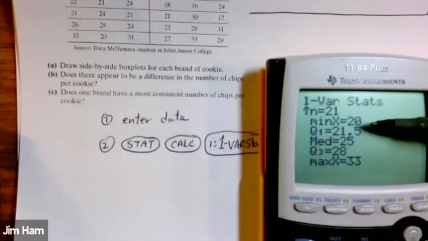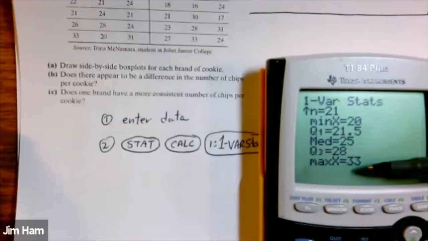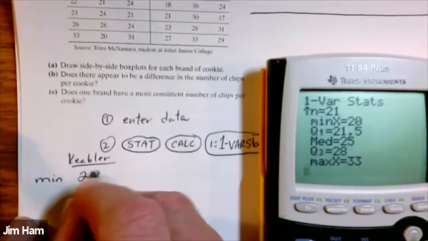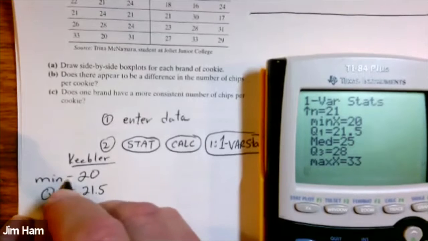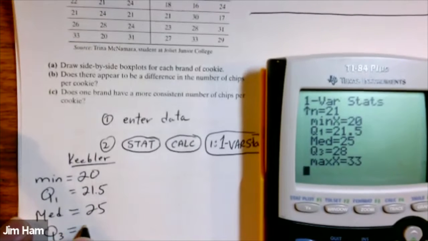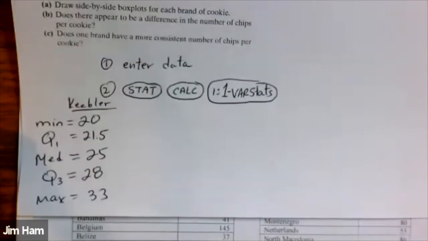There's the min, there's Q1, the median, Q3, and the max. So I'm going to write these numbers down here for Keebler. The min is 20, Q1 is 21.5, and then the median is 25, and the third quartile 28, and then finally the max is 33. So there's the 5-number summary for Keebler.